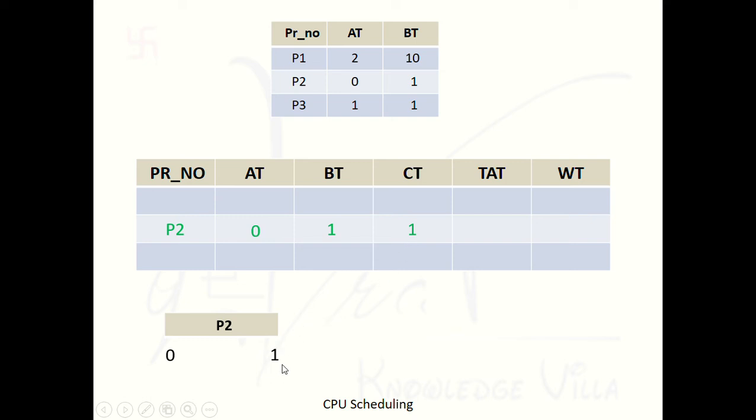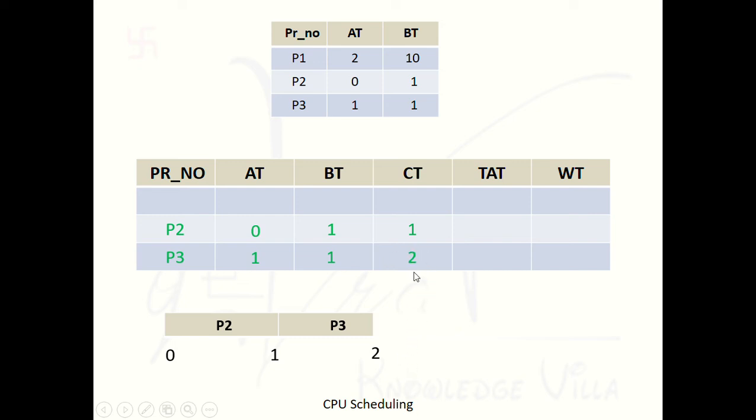Now at time unit 1, we will look at how many other processes arrived. At time unit 1, only P3 arrived. P1 has still not arrived, so we can't compare the burst times of P1 and P3, because only P3 arrived at time unit 1. So the CPU will be allocated to process P3. P3 will start its execution and will execute for 1 time unit. So P3 will complete its execution at 1 plus 1, which is 2. So 2 becomes the completion time for process P3.